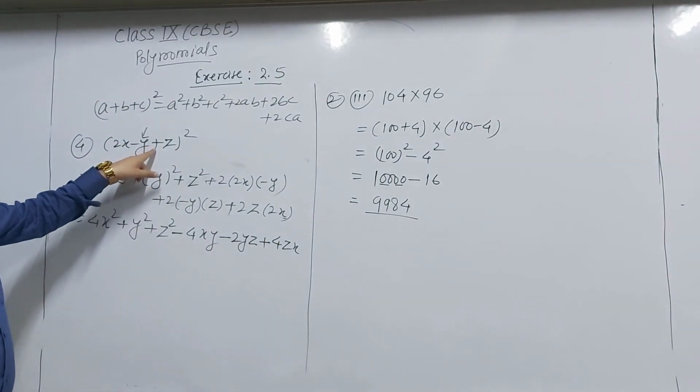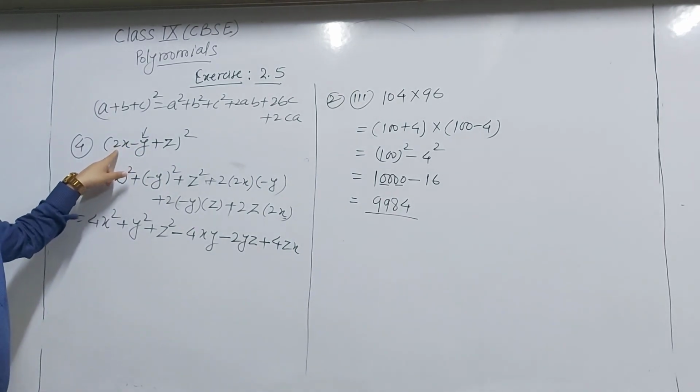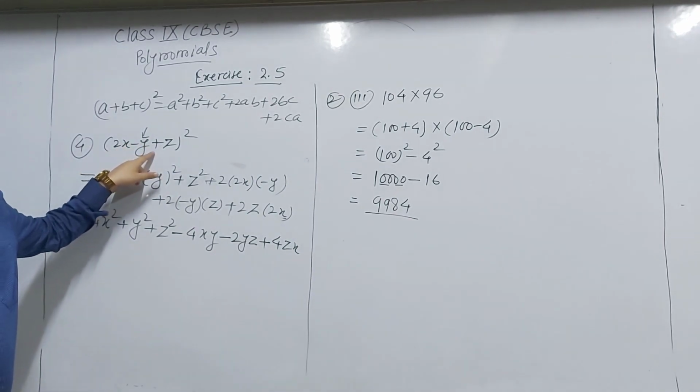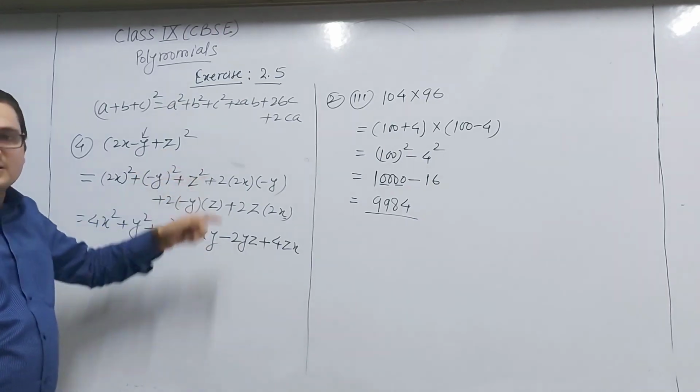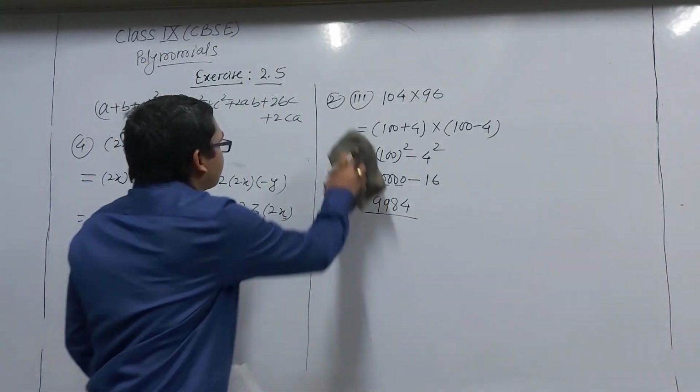Suppose that the same question is written like that: 2x minus y minus z. So instead of c, you can take minus z. Okay, now one more question.